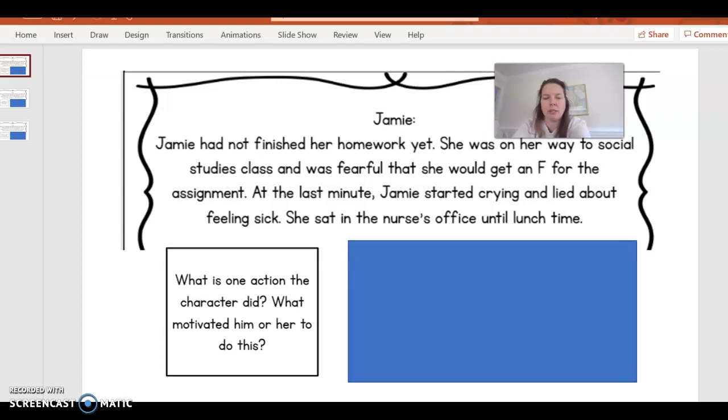So Miss Esther is going to practice one with you, and then you are going to be doing one on your own. So the first thing we need to do is read our passage. So our character's name is Jamie. So let's listen as Miss Esther reads.